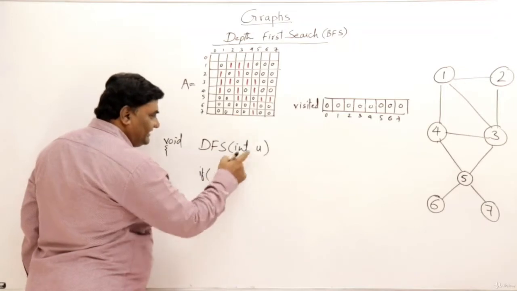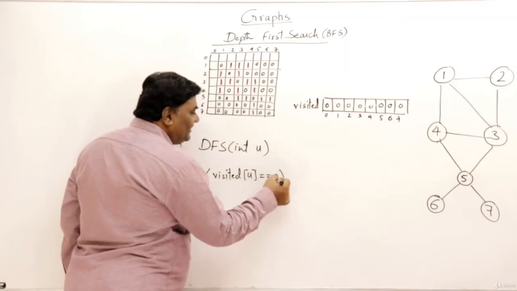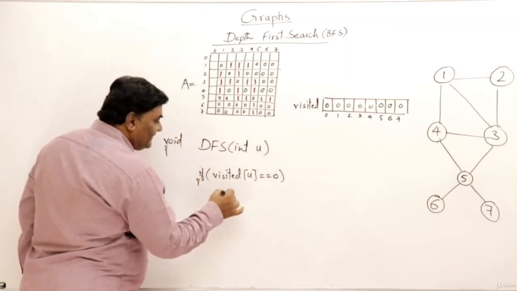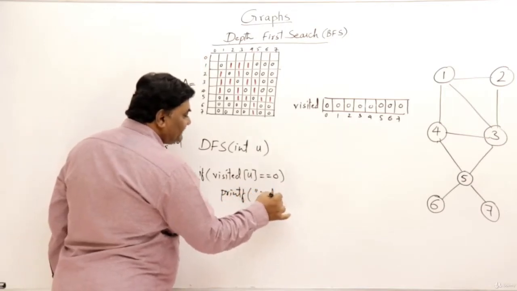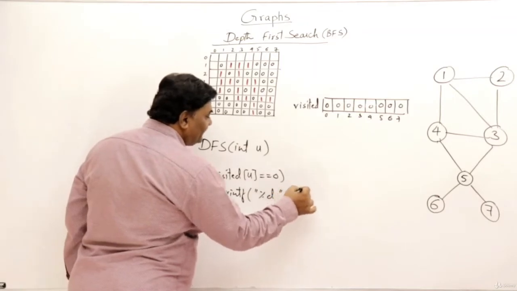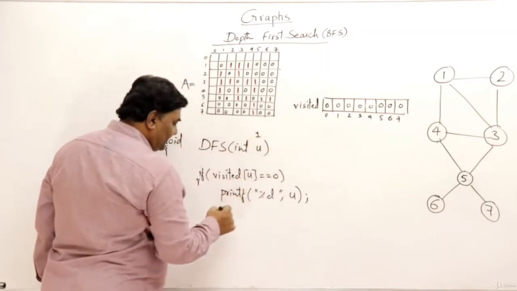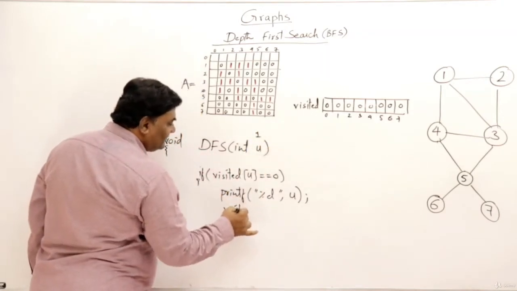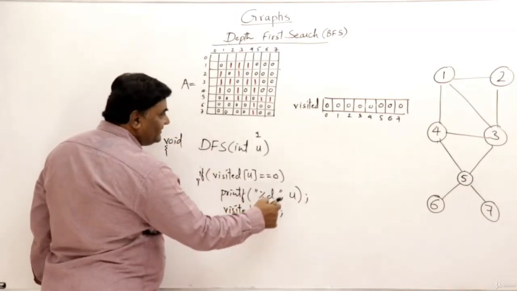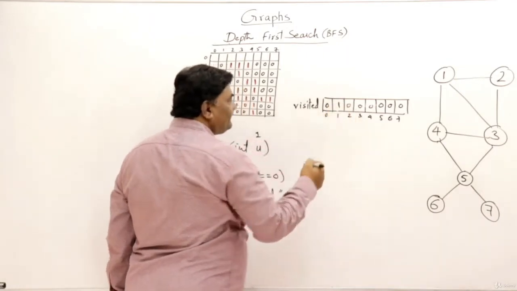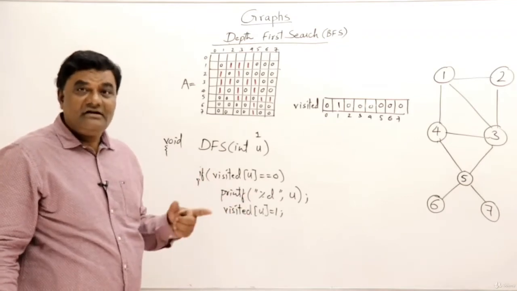First of all, check whether that vertex is visited or not. If visited of that vertex is equal to 0, meaning it is not visited, then visit it. Before visiting, print that vertex: print %d vertex u. This is printed. Then mark it as visited. Assume that this is 1. Mark it as visited. Visited of u is 1. This is visited. Then start exploring it recursively.